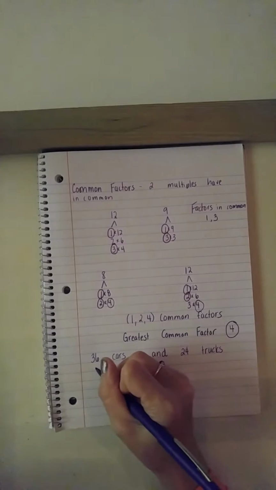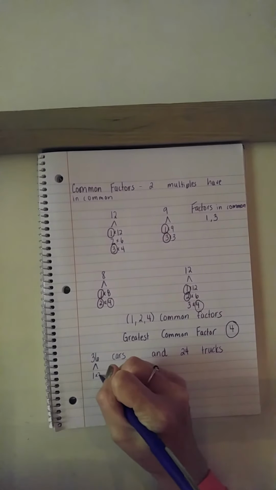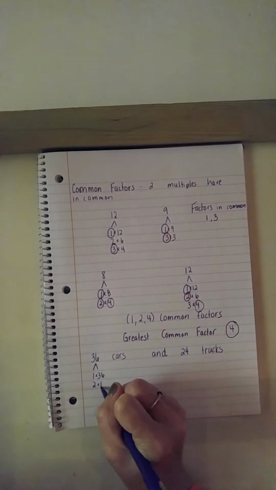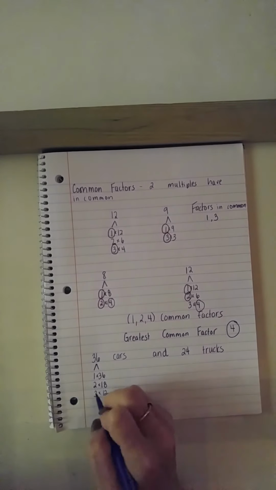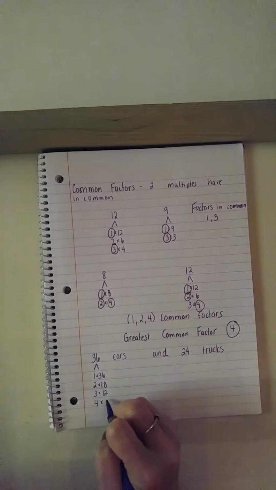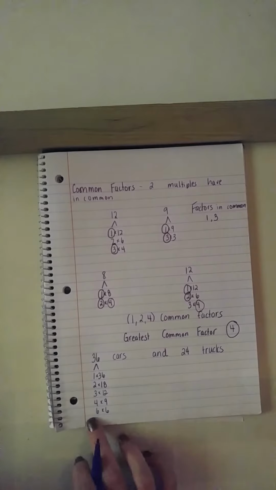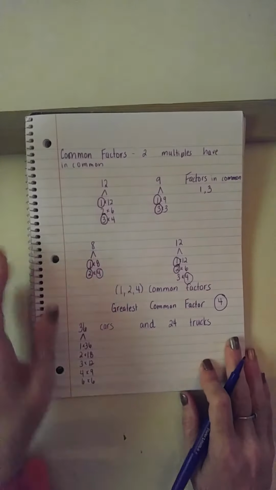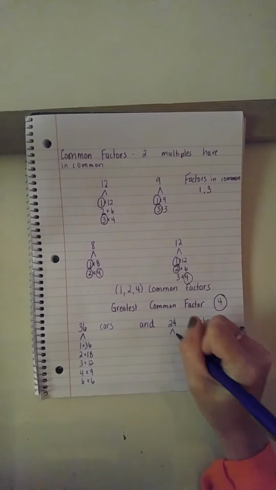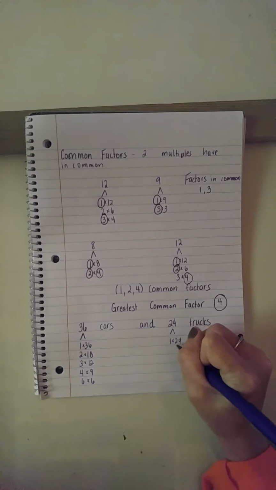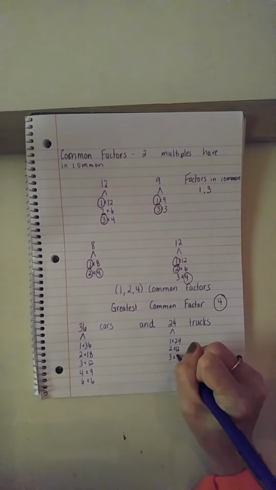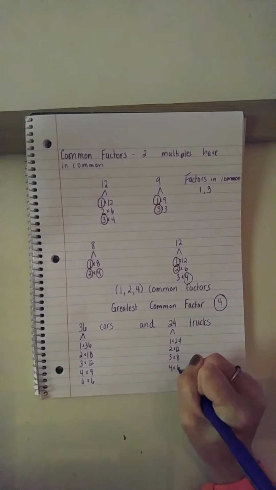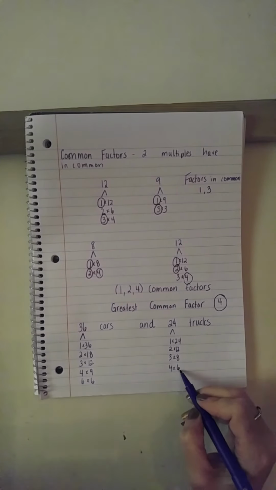So we would factor this out. That's 1 times 36, 2 times 18, 3 times 12, 4 times 9, 6 times 6. And you see I'm not repeating because it's 6 times 6, so they're repeating numbers, so I know I don't need to go any further. Now I'm going to go to 24. 1 times 24, 2 times 12, 3 times 8, 4 times 6, and then there's nothing times 5, and then I'm back at 6, so I'm repeating.